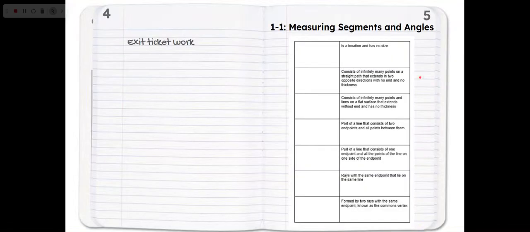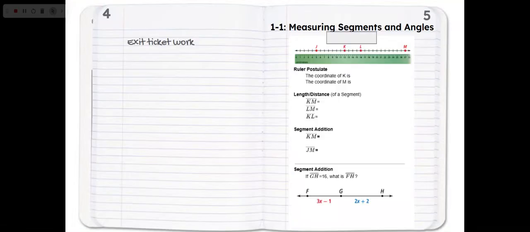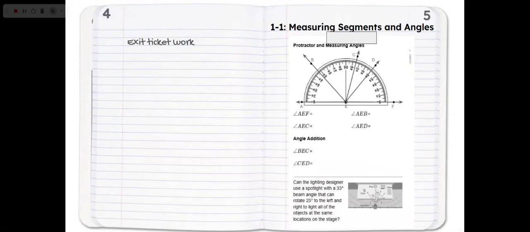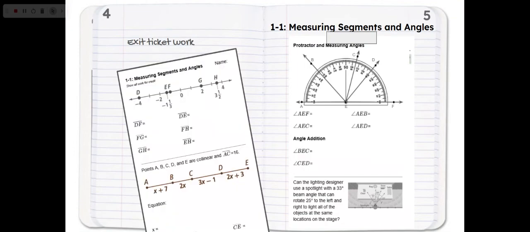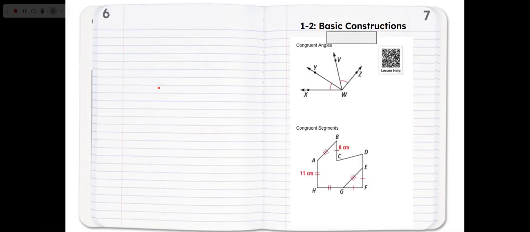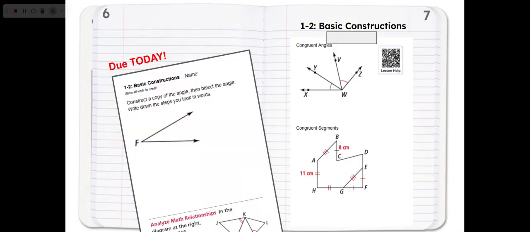Okay, we've already talked about some basic vocabulary, and then we went over some basic stuff on segments and on angles, including segment addition and angle addition, and how to measure them. And then make sure you turned in your worksheet today. Remember to show your work for credit using our formulas. And then we talked about congruent segments and angles and how to construct those, and then how to solve problems with congruent segments and angles. So make sure you turn in that worksheet as well.